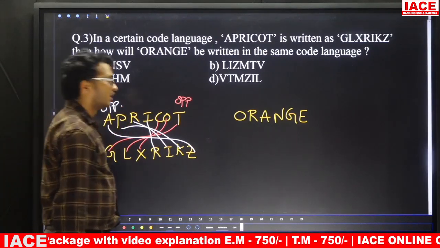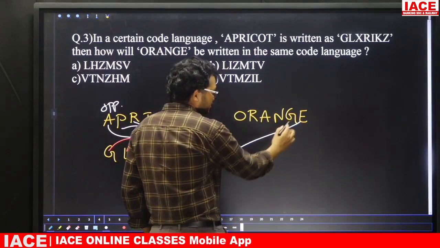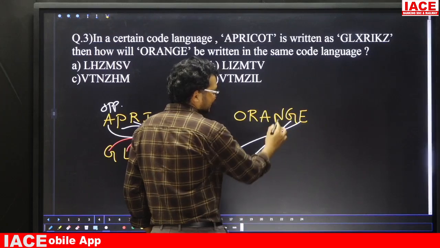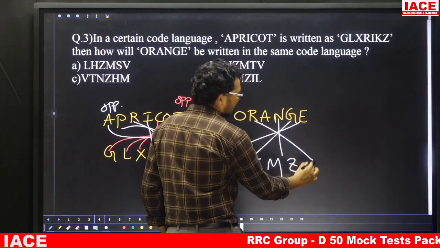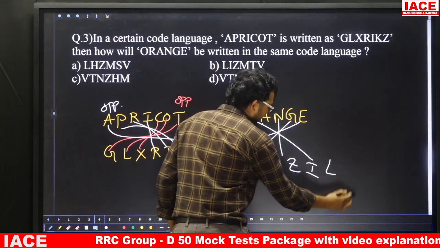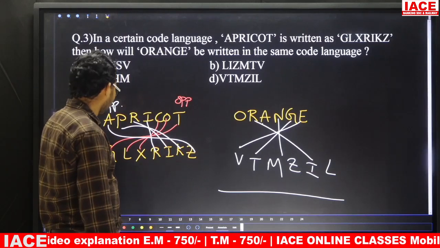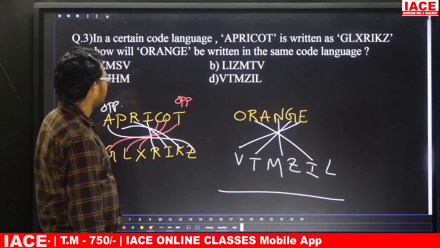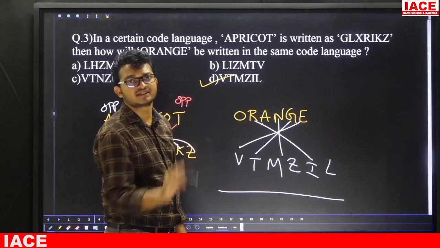Now, friends, take care. O's opposite is L, R's opposite is I, A's opposite is Z. E's opposite is V. G's opposite is T. N's opposite is M. So the answer is V, T, M, Z, I, L. Friends, take care once: V, T, M, Z, I, L. So the answer is option D. Here the logic is opposite letters.